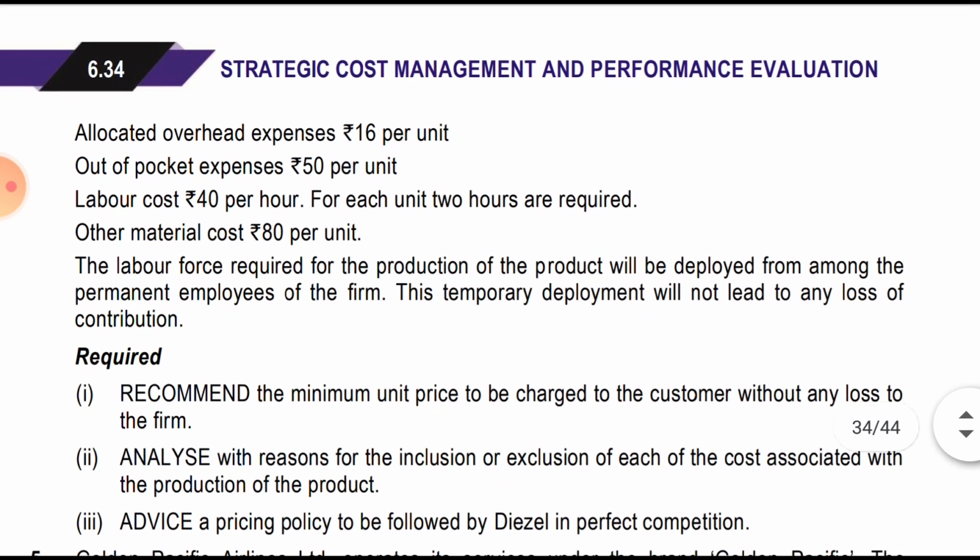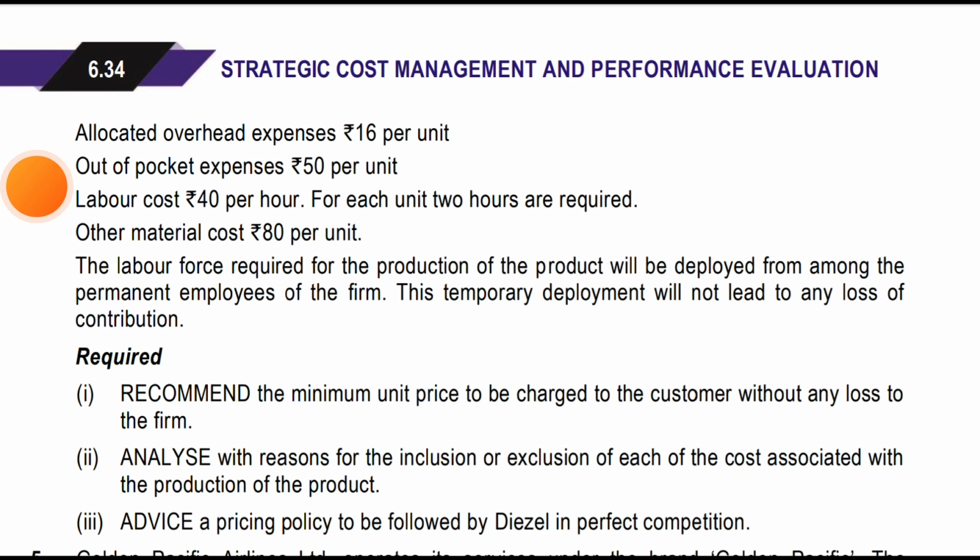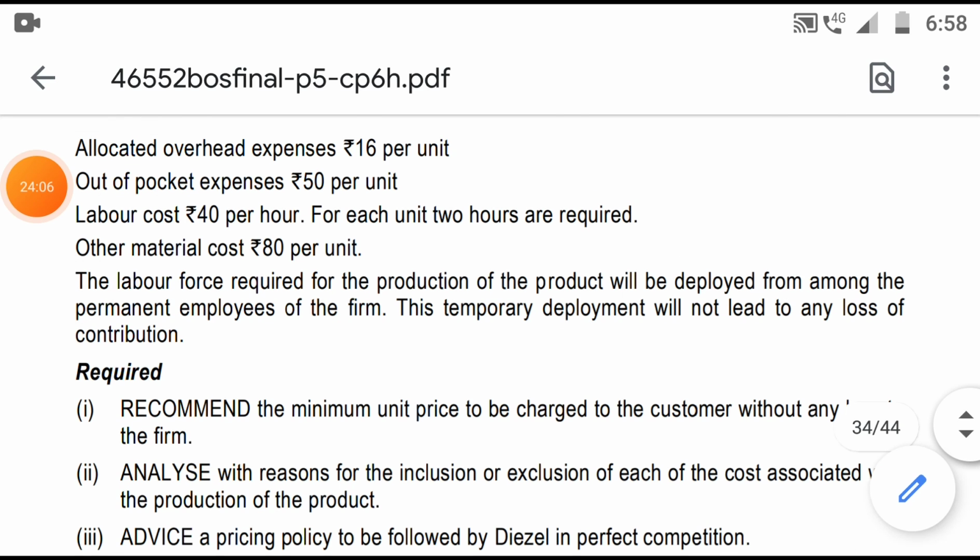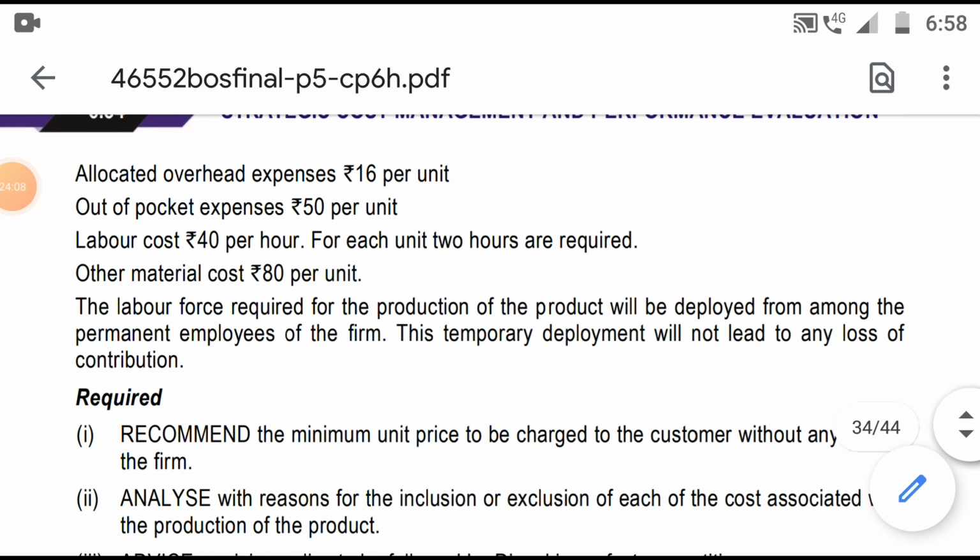Now the other costs are allocated overhead expenses of 1,600. Allocated overhead expenses is 1,600, so it is an allocated cost basically, so we will ignore this for calculation purposes. Then out of pocket expenses is 50 per unit, this will be considered.